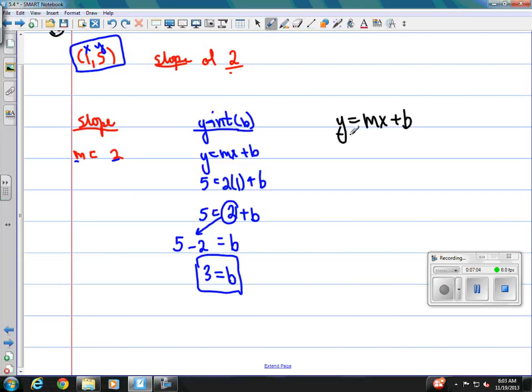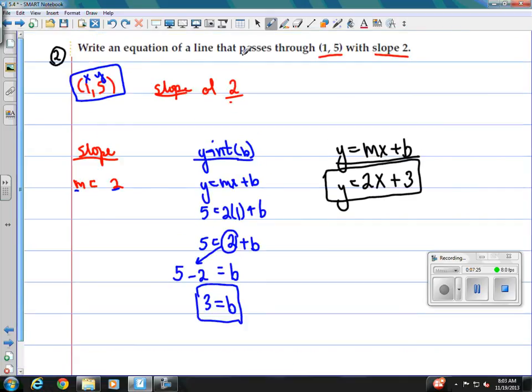So y and x are both going to stay variables. So y equals m is 2. And we drop down our x because it stays a variable, plus b is 3. And this is what we want. This is our final equation. There we go. So we wrote an equation given a point and a slope.